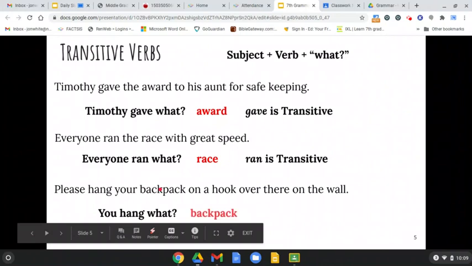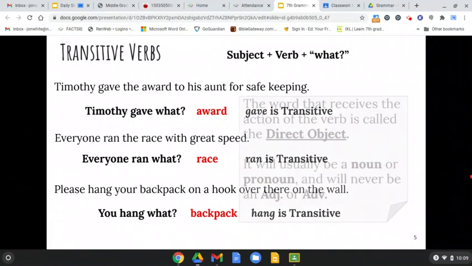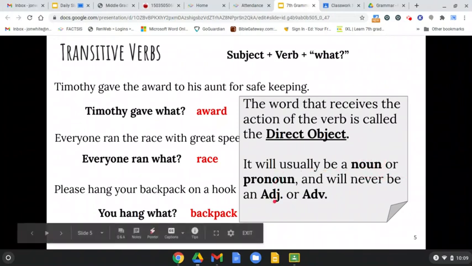And that, since it answers the question, means that hang is a transitive verb. It's transferring action to some other word. All right? One more idea for this. Now that we have found those words, we're just going to use a term. We're going to call them direct objects. The word that receives the action of the verb is called the direct object. And notice this, it will be a noun or a pronoun, not an adjective or an adverb. So we need to be aware of that.